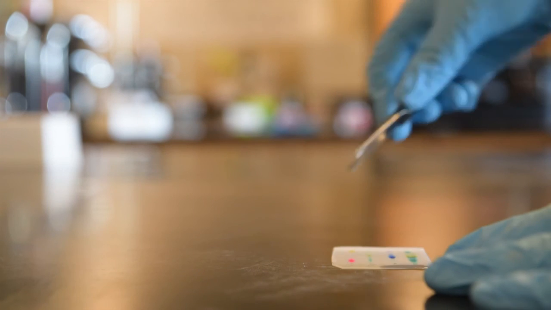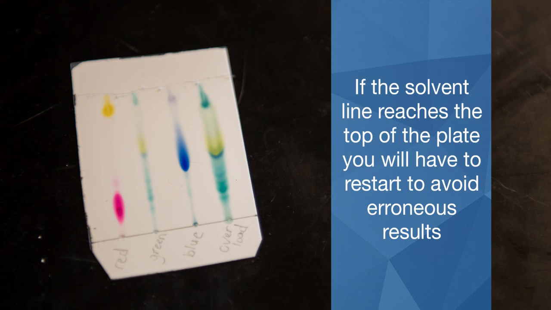It is important that you do remove the plate in time. If the solvent line reaches the top of the plate, you will have to restart. If the solvent reaches the top of the plate, the solvent will no longer be migrating, but the compounds will be. This will lead to erroneous results.